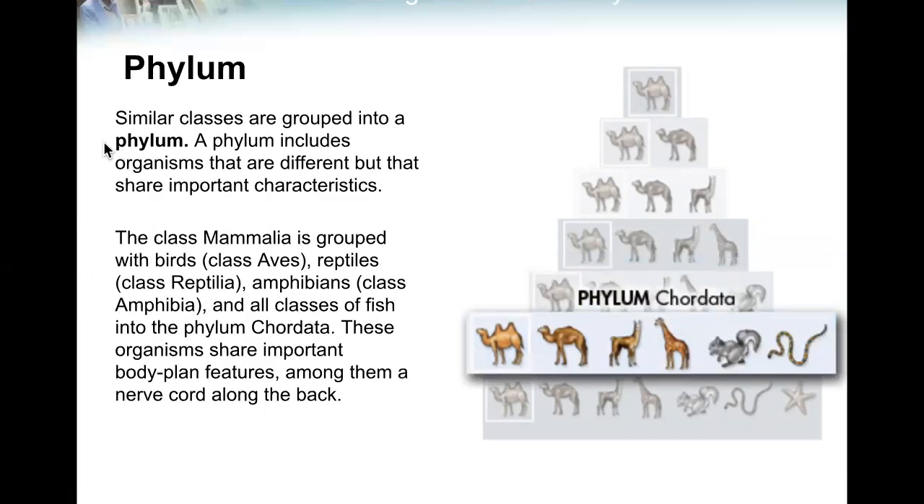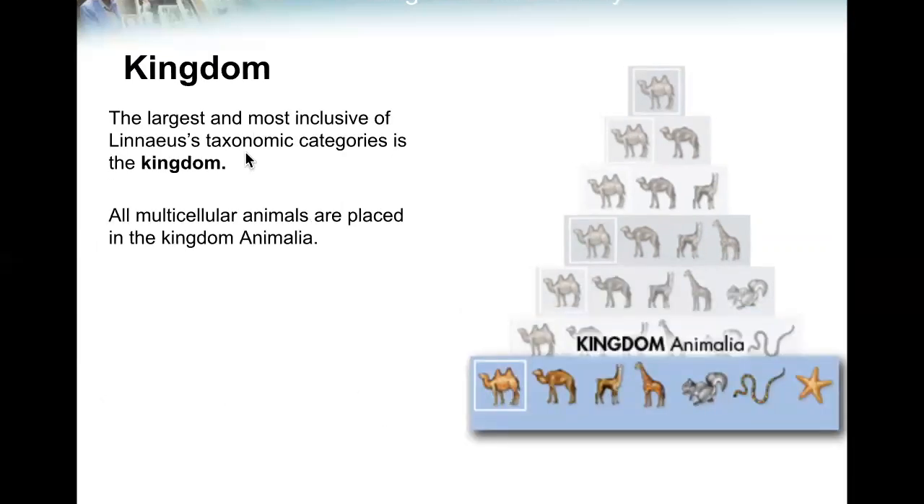Similar classes are grouped into a phylum. A phylum includes organisms that are different but that share important characteristics. The class Mammalia is grouped with birds, class Aves, reptiles, class Reptilia, amphibians, class Amphibia, and all classes of fish into the phylum Chordata. These organisms share important body plan features. Among them are a nerve cord along the back, a spinal cord. The largest and most inclusive of Linnaeus's taxonomic categories is the kingdom. All multicellular animals are placed in the kingdom Animalia.